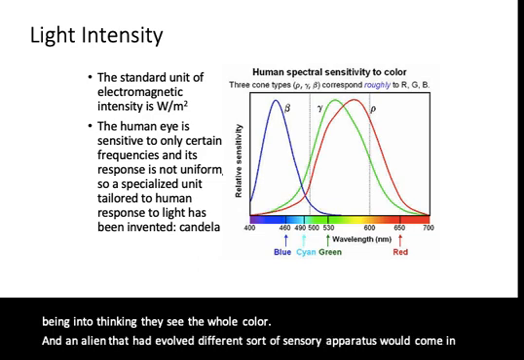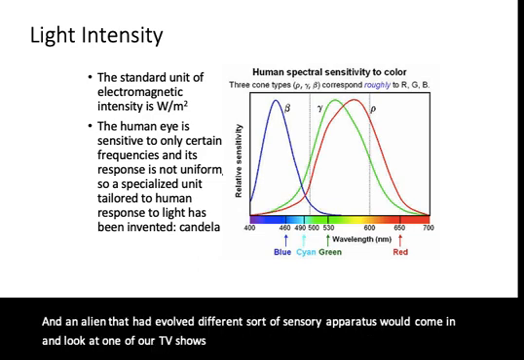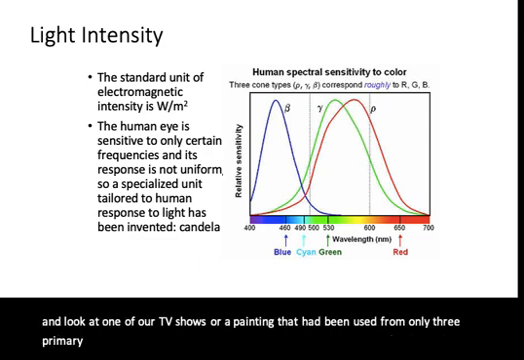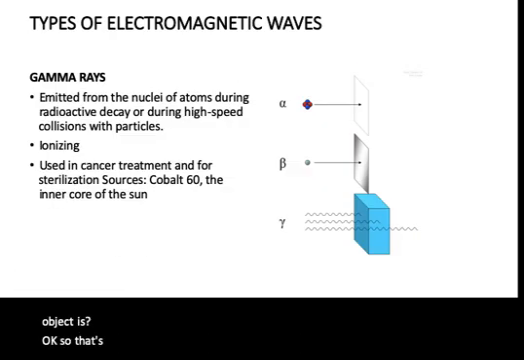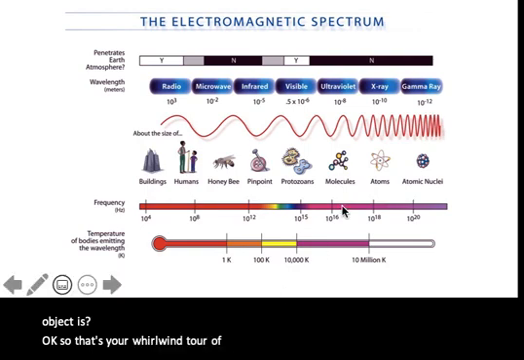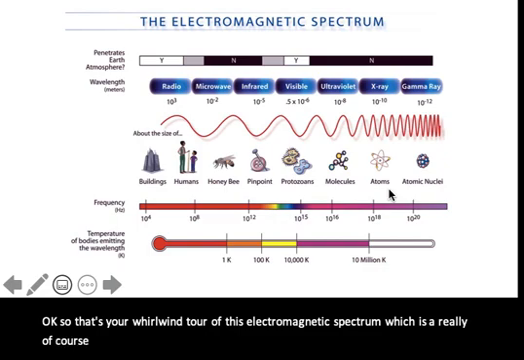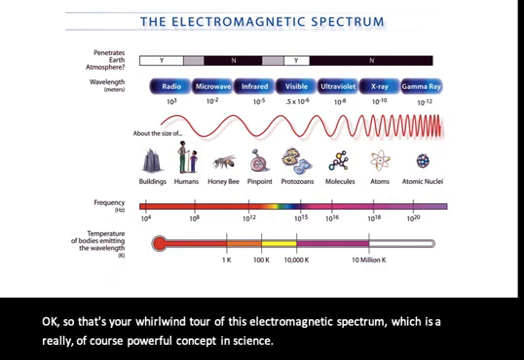And an alien that had evolved a different sort of sensory apparatus would come in and look at one of our TV shows or a painting that had been made from only three primary colors, and they would not agree with you about what color the actual object is. Okay, so that's your whirlwind tour of the electromagnetic spectrum, which is, of course, a really powerful concept in science. Thanks.